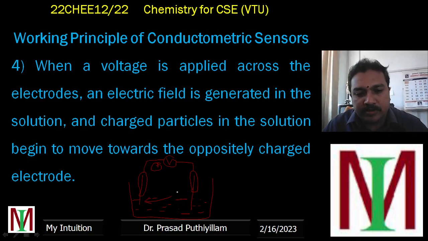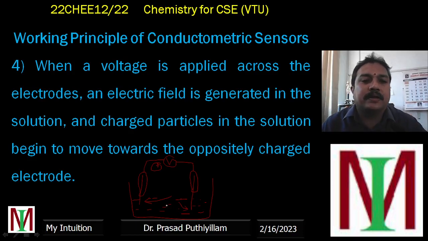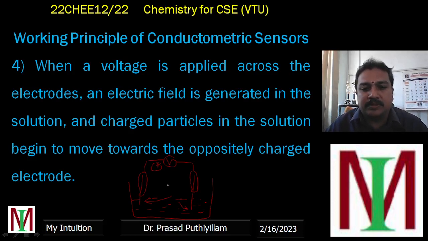So the negatively charged ions will move towards that electrode, and positively charged ions will move in the opposite direction. Therefore there is a movement of ions, movement of the charged particle. Movement of charged particles creates what we call conduction. That conduction can be measured, how much movement of ions is present. Based on the conduction we can say which chemical is present there.